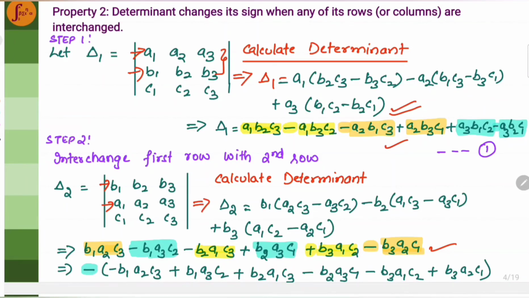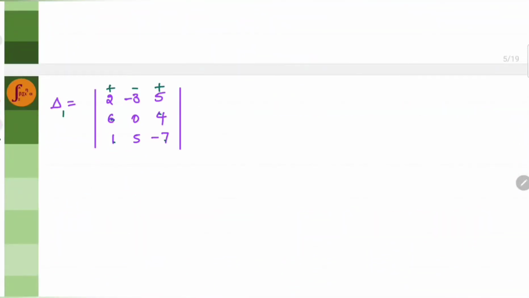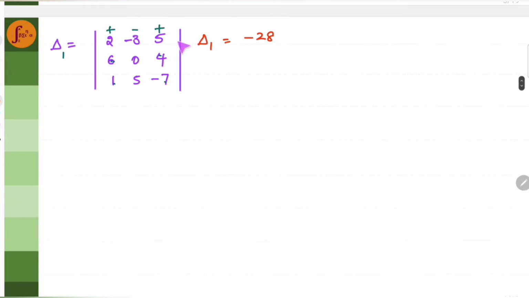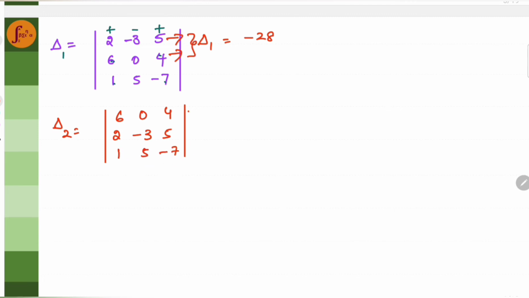So let's take an example and prove it. Let's take the same example, right? The earlier example. We got determinant 1 as minus 28, right? Now step 2 is, we'll interchange any one of its rows. We'll say determinant 2 is equal to, let's interchange this row and get it here. That is, we'll say 2, minus 3, 5. First row we'll put in the second row, and second row we'll put in the first row, like this. So we have interchanged these rows, right? Now let's find determinant 2.